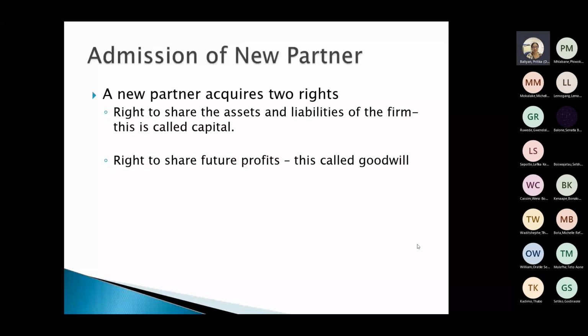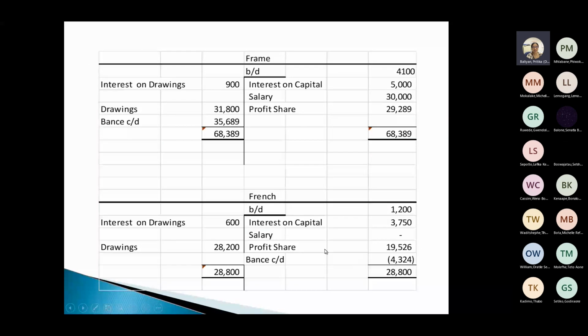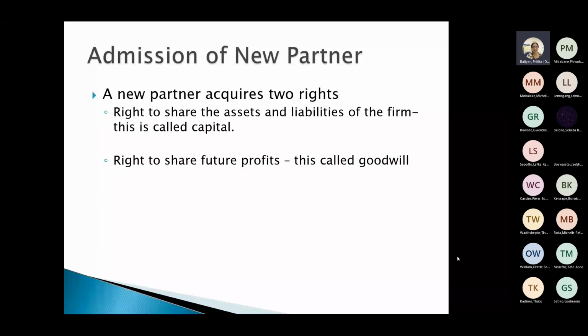You can also combine and make it in one side, instead of having them separately, because the entries are the same. You can make one column for Prim and one column for French. Okay, so that's how we normally prepare the income statement when the partnership business exists and is running, doing its operation.